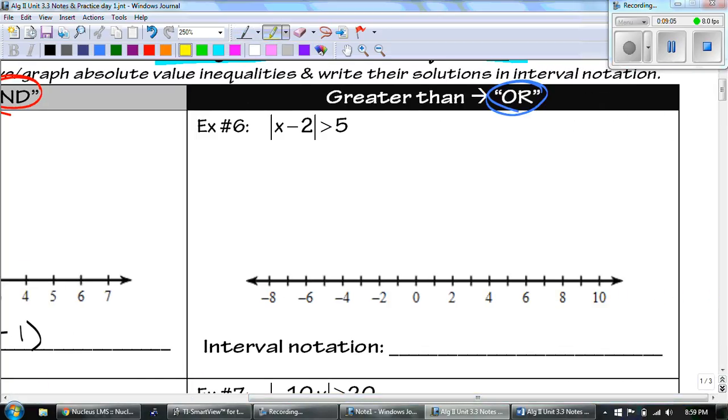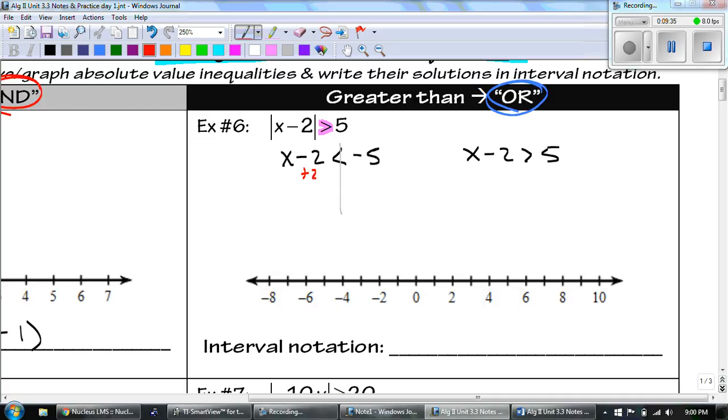Now we're going to do greater than. Okay, so it's greater than, which means I'm going to break this up into 2 ors, which means x minus 2. We remember how we set one to -5 and one is 5. So the one that's 5 is going to be greater than, but our other one is going to be less than. And then we solve. Okay?